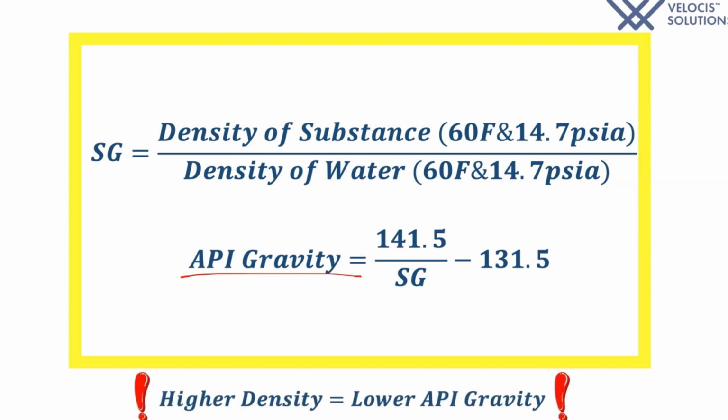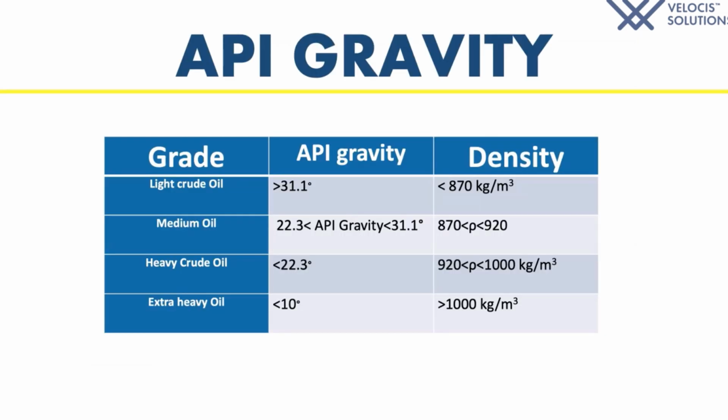So API gravity is used for classifying petroleum liquids. The API gravity of extra heavy oil is typically lower than 10, between 22.3 and 31.1 degrees range. With regard to the light crude, it's typically in the 35 to 45 API gravity range, which includes most of the highest valued crudes. It's interesting to note that Brent and West Texas Intermediate are regarded to be light crudes.